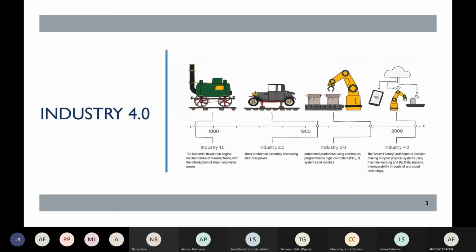To date, over 3,000 scientific publications contain the term Industry 4.0 in their title. This shows how great is the attention of researchers on this topic. And to this great attention also correspond very large economic resources made available by countries or national and international government entities.